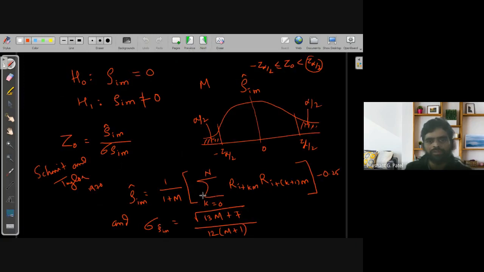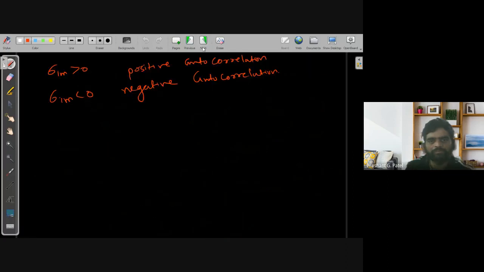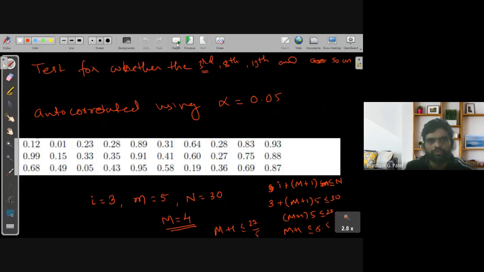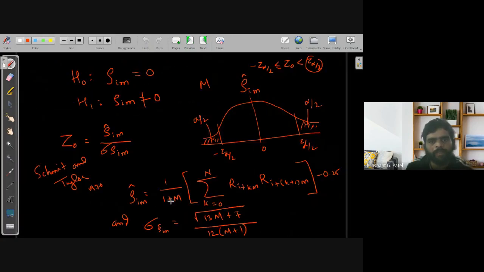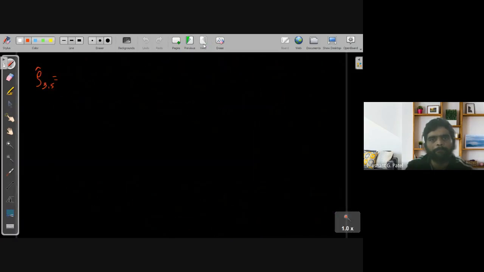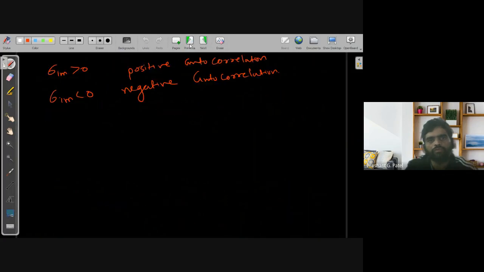So now this is the formula to calculate this rho Im. i is 3, small m is 5. So that will calculate rho 3 comma 5. As per the formula, it is 1 upon 1 plus capital M, where capital M is 4, into summation k running from 0 to 4, of Ri plus km into Ri plus km plus 1m, with capital N being 30.